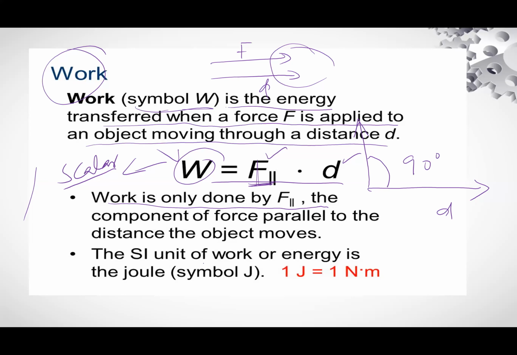The SI unit of work is joule. Energy also has the same unit, which is equal to Newton meter. So 1 joule is equal to 1 Newton meter.